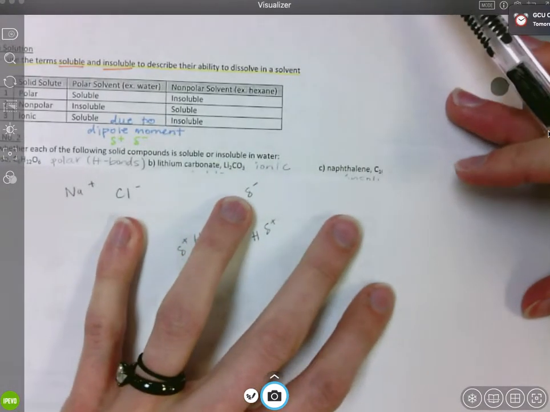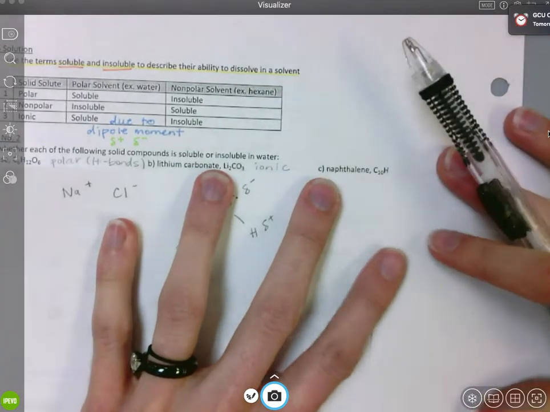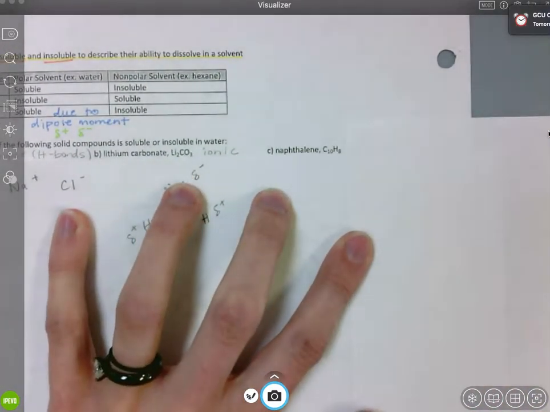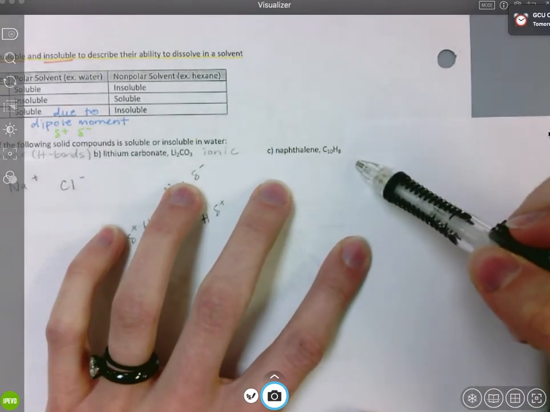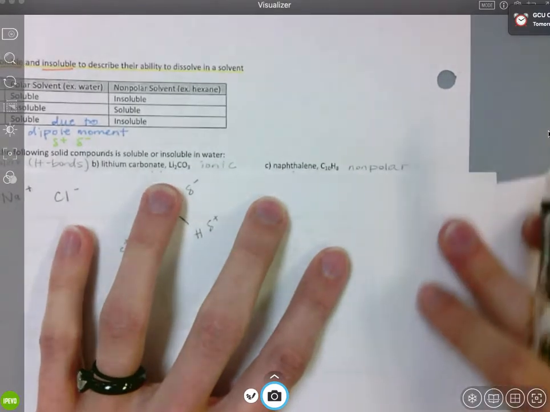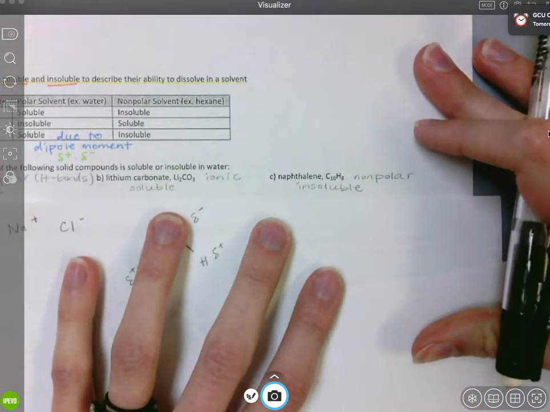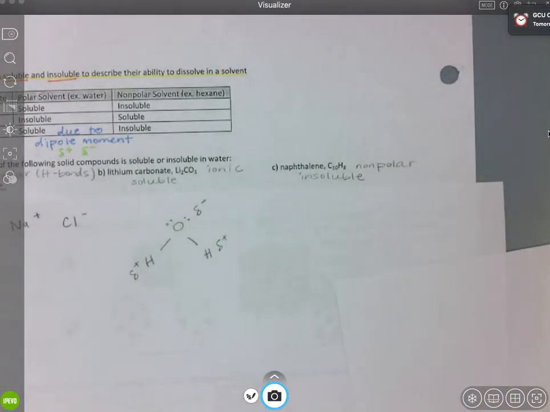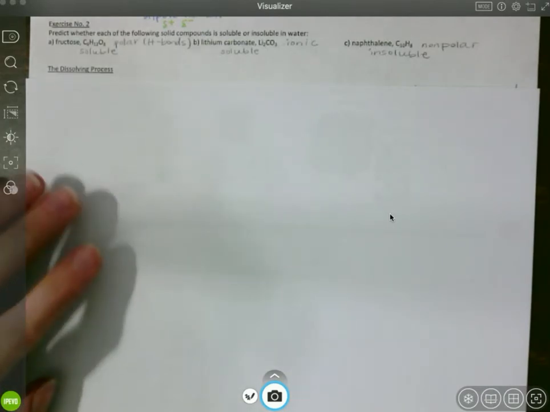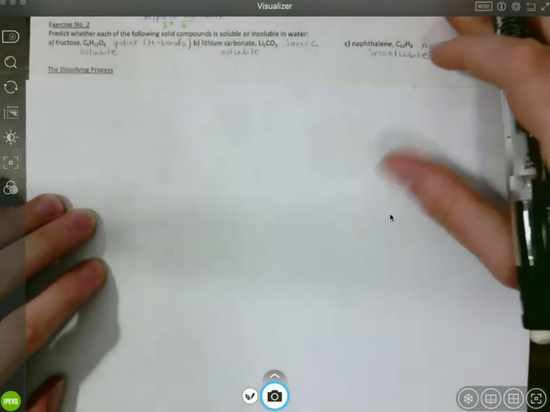For letter C, we have naphthalene, C10H8. We only have carbons and hydrogens, so we're a hydrocarbon. The carbon-hydrogen bond is nonpolar. So it is a nonpolar molecule, which means we are insoluble in a polar solvent such as water. All right, so our next topic that we are going to talk about is the dissolving process.